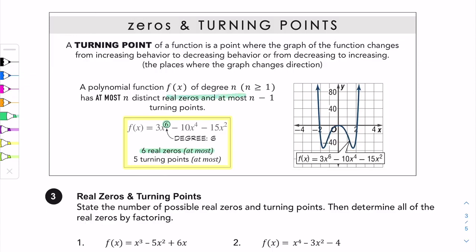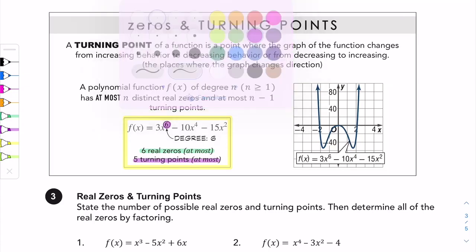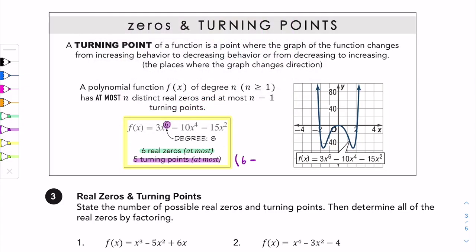It also says it has at most n minus 1 turning points. So once again, if the degree is 6, then it can have at most 1 less than that for turning points, which would be 5 turning points. And that's determined because it is 6 minus 1. 6 minus 1 equals 5. Okay, that's not telling you that it has 5 turning points. It's telling you that the maximum number of turning points that that function can have is 5.